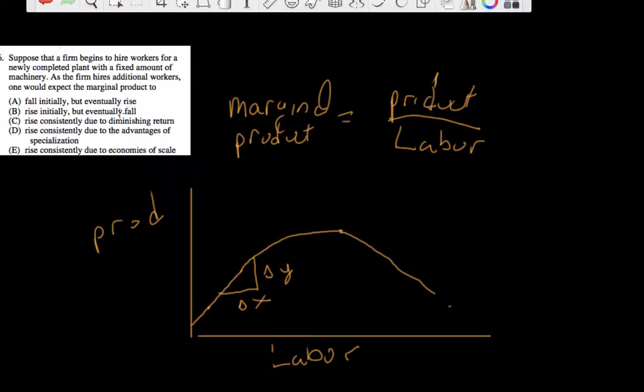All right, so now that we've talked about marginal product, let's see what we can do with the answers. So A is to fall initially. Well, it certainly isn't going to fall initially. Rise initially, but eventually fall. Well, that is pretty much exactly what we theorized, so let's put a circle on that. And let's just check the other answers to be certain. Rise consistently due to diminishing returns. Well, we know it's not going to rise consistently. And the idea of diminishing returns means the more you invest in it, the less you make, right?